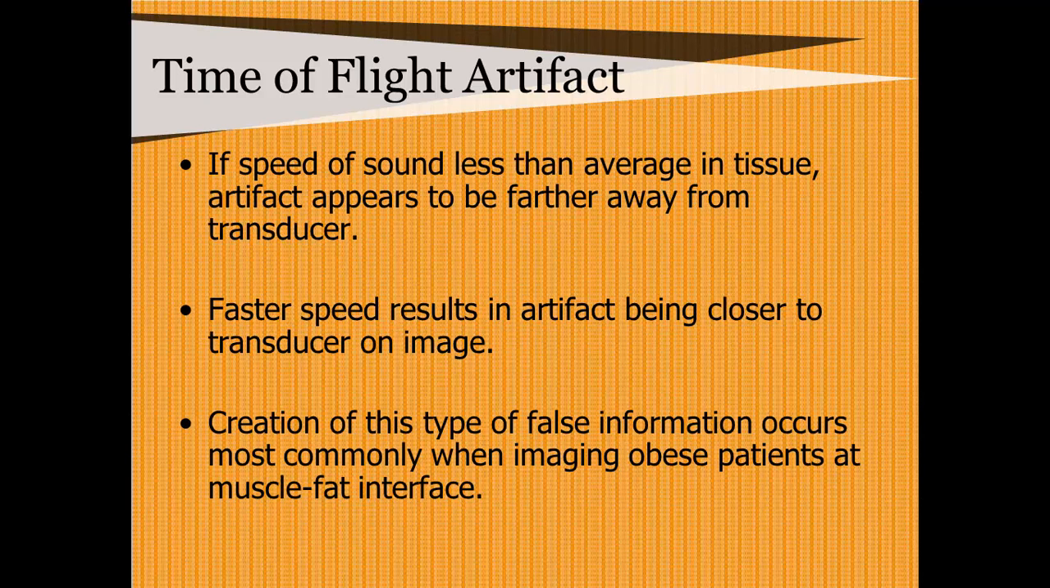Time of flight artifact. If the speed of sound is less than average in tissue, the artifact appears to be farther away from the transducer. So the faster speed results in the artifact being closer to the transducer on the image. The creation of this type of false information occurs most commonly when imaging an obese patient at a muscle-fat interface because of the differences in tissue.